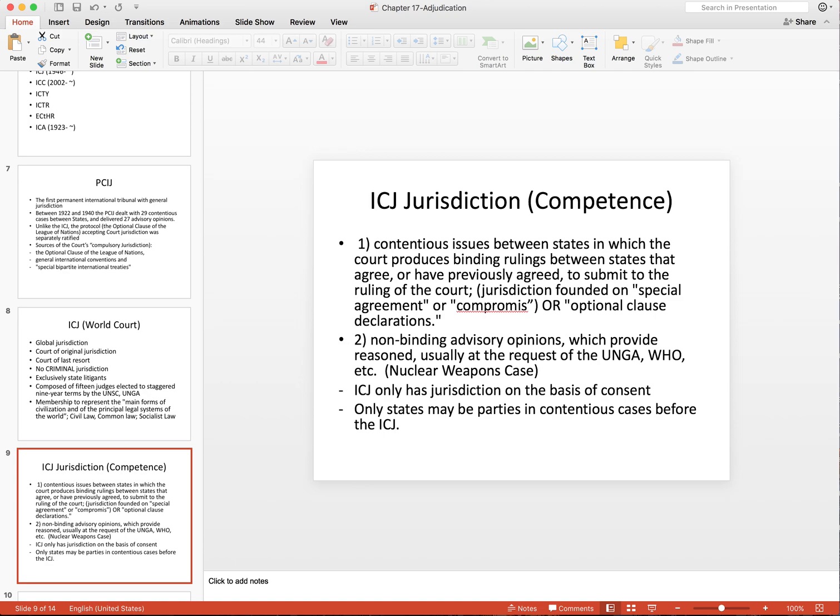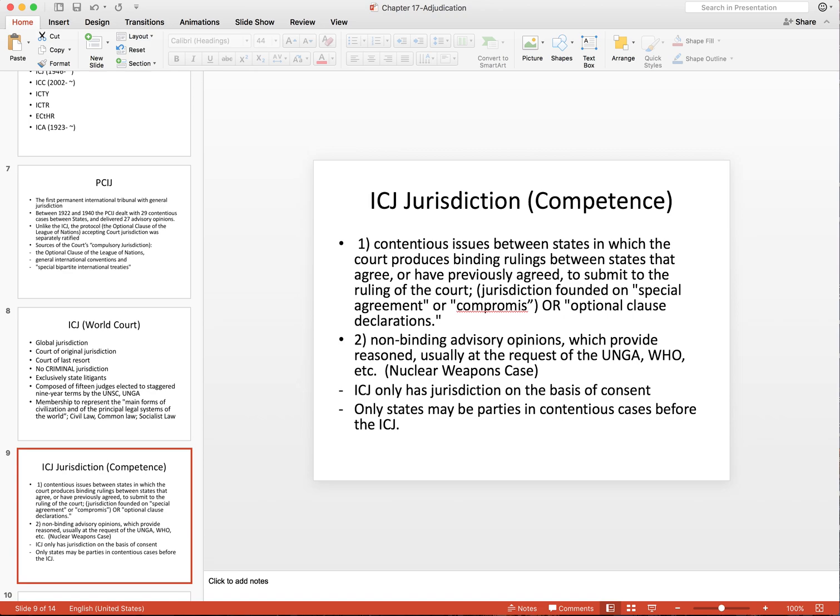On ICJ's jurisdiction, or the issue of its competence, there are a couple of points that we need to keep in mind. Number one is that contentious issues between states, in which the court produces binding rulings, involve states that agree or have previously agreed to submit to the ruling of the court. In other words, jurisdiction is founded on special agreements, which, like I said before, are normally called compromises, or optional clause declarations.